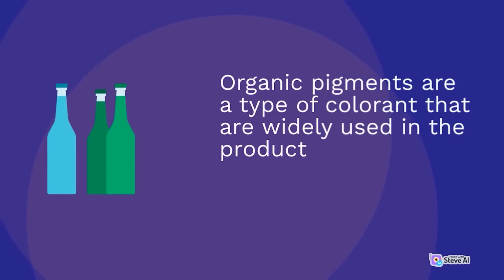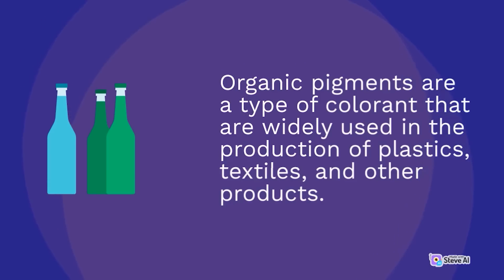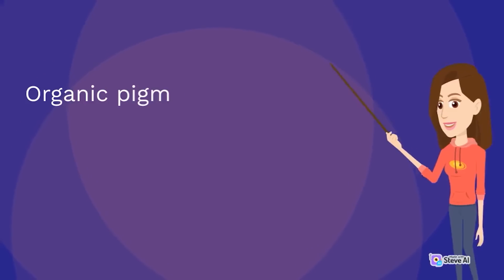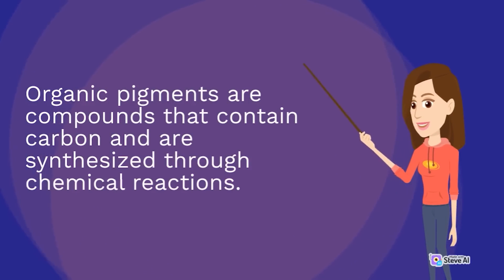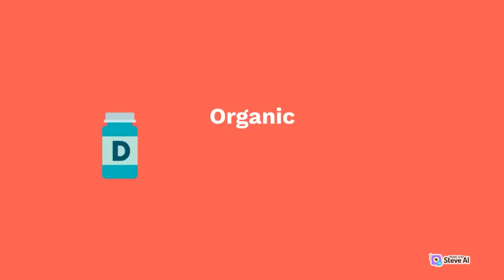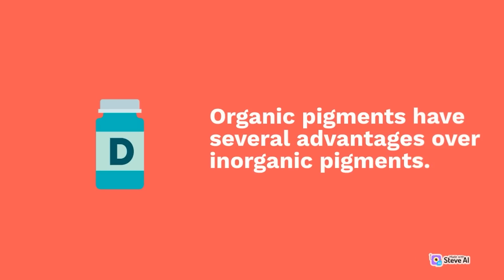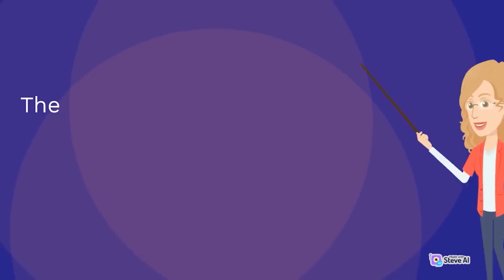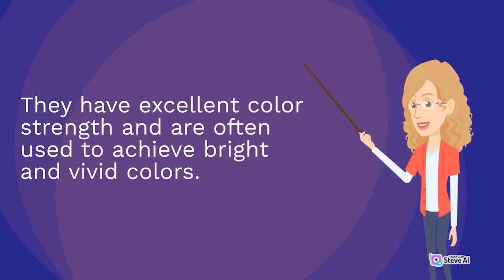Organic pigments are a type of colorant that are widely used in the production of plastics, textiles, and other products. Organic pigments are compounds that contain carbon and are synthesized through chemical reactions. Organic pigments have several advantages over inorganic pigments. They have excellent color strength and are often used to achieve bright and vivid colors.